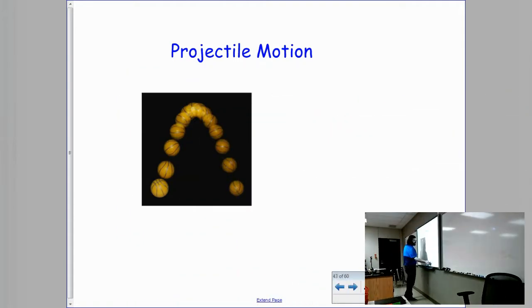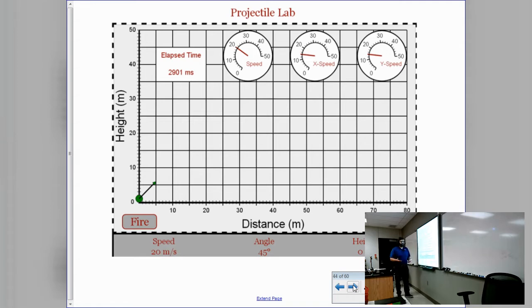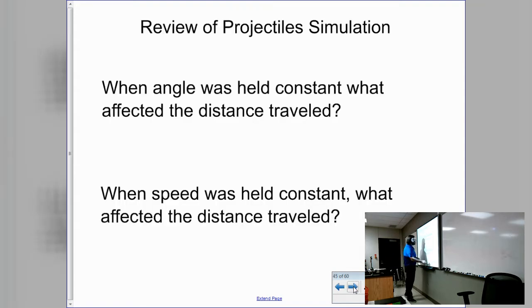At this point in this lesson on projectiles, when I'm going to do some example problems, you should have already done the projectiles relationship lab. In that lab, we were looking at how different variables affected the range, how far the object went when it was launched. So hopefully at this point you can answer these questions. When we held the angle constant, what affected the distance that was traveled?